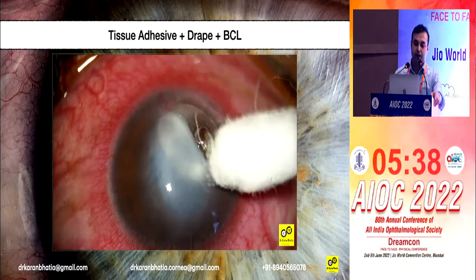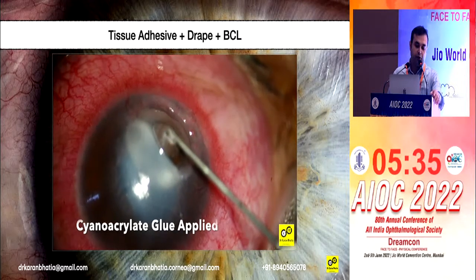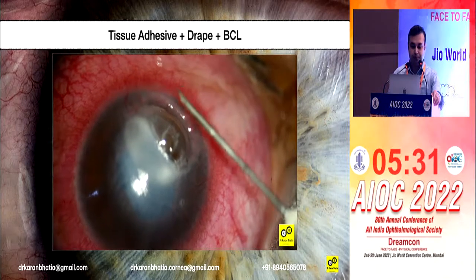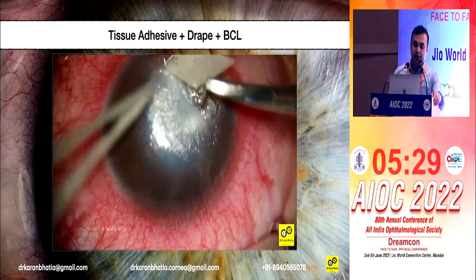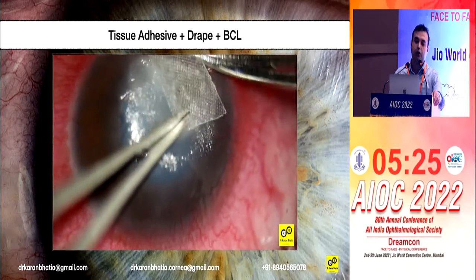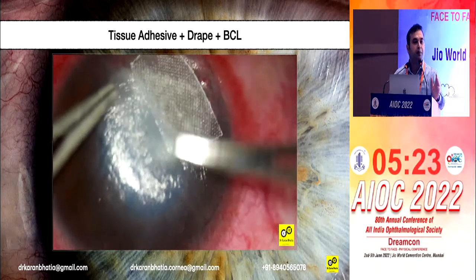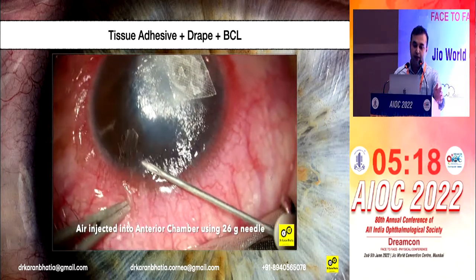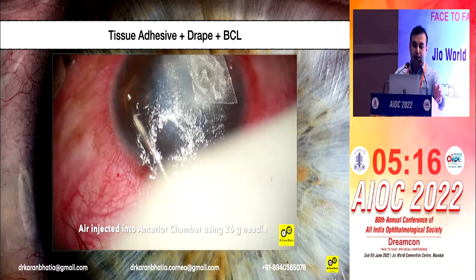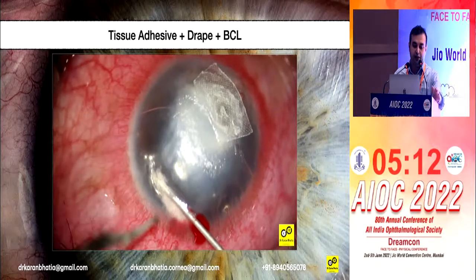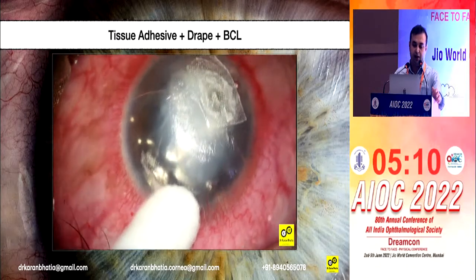Let's look at another case. This is a post-perforated ulcer. The cyanoacrylate glue was applied, as you can see in the video, and immediately after this, the surgical drape, which was fashioned, was put. You have to remember, these are temporary procedures basically to help save the eye. Then once it dried nicely, I could go inside the anterior chamber and inject air to form it and release any adhesions that are there.